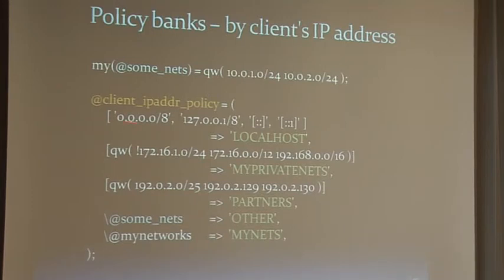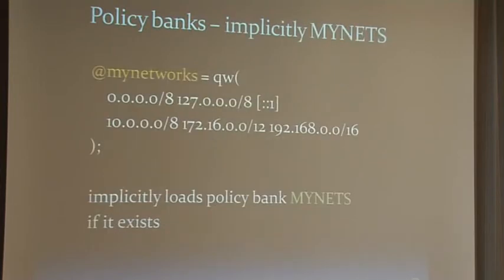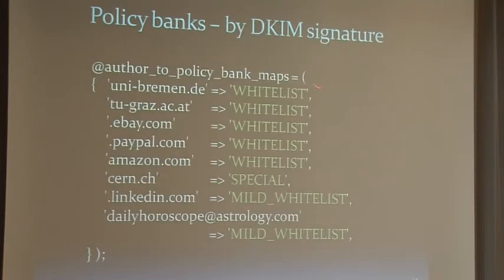This is actually a list of strings, comma separated, and this is a Perl shorthand, which uses the qw operator, which splits this string on white space and makes a list of strings out of it. So both these are the same thing. A policy bank can be implicitly loaded by having the address match the list of your own networks. This is a rather new feature, new addition.